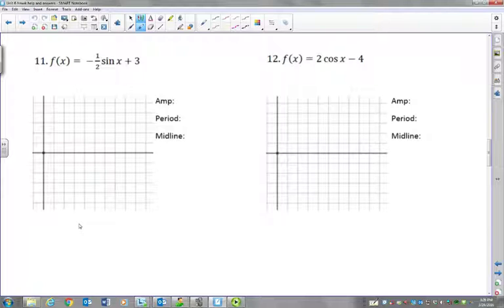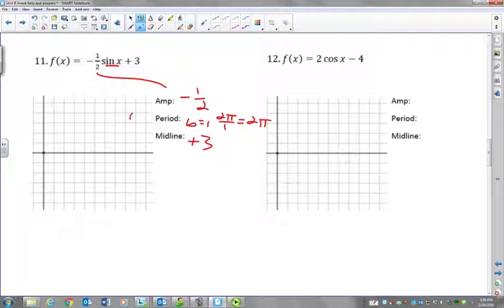They give us an amp of -1/2. That's pretty crazy. The period is just sine of x. There's no number in there for b, so that means that b is equal to 1. So 2 pi over b, which is just 1, so just 2 pi. And then our midline shift there is the whole thing, including the new x-axis of +3, shifting up 3. So that means that first, remember the period, then the amp, and then the midline.